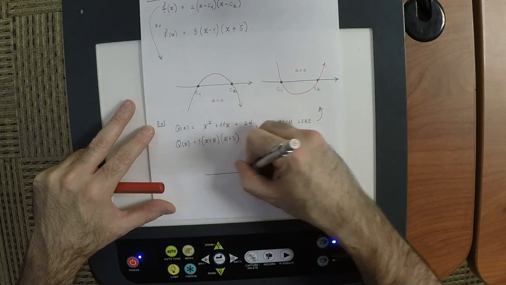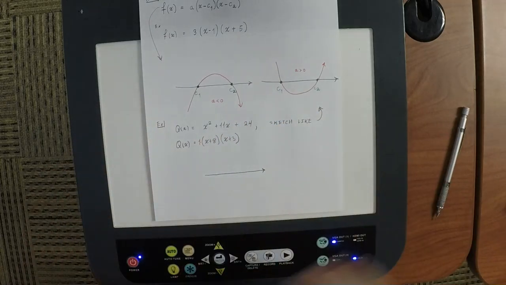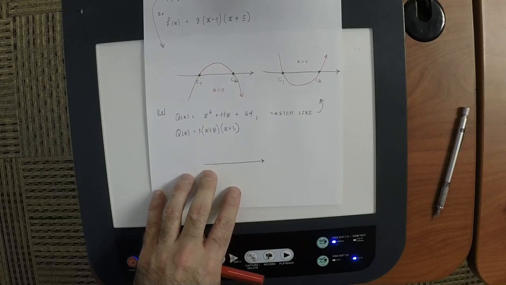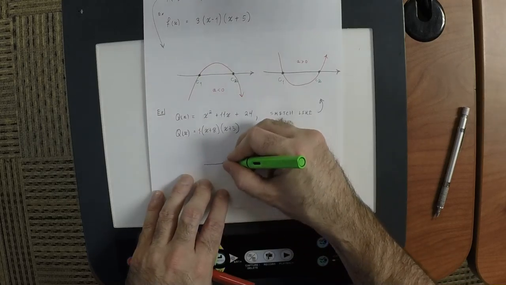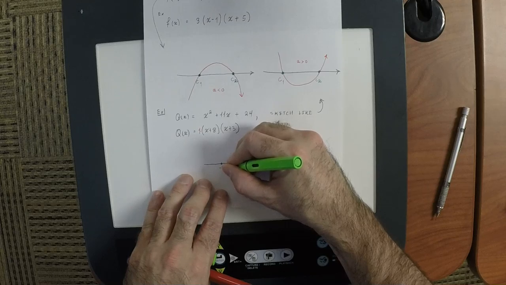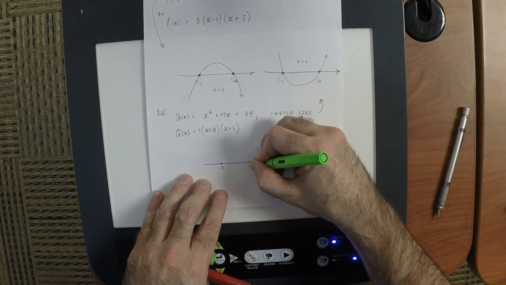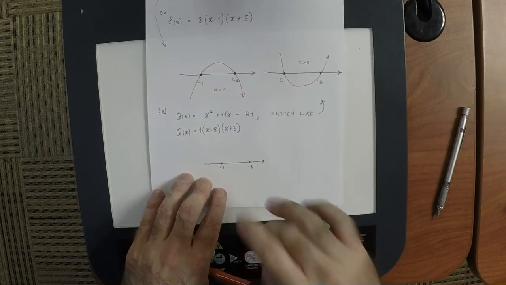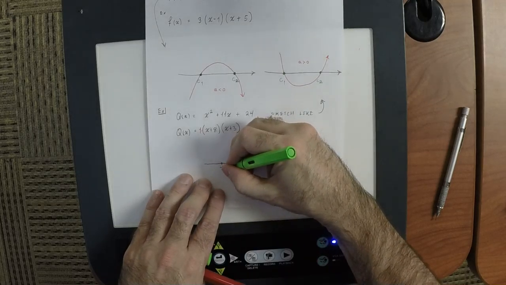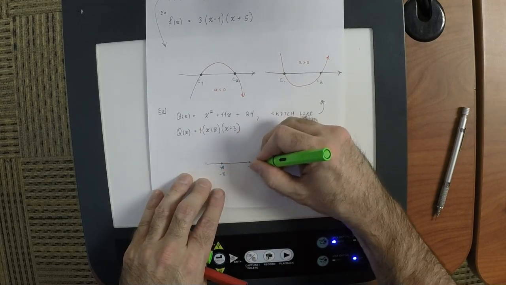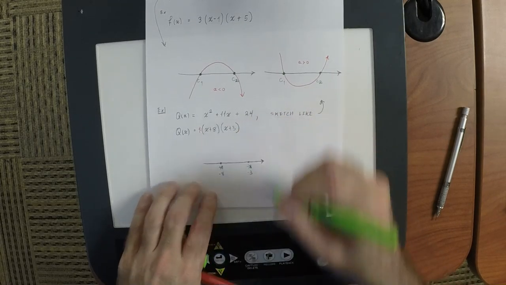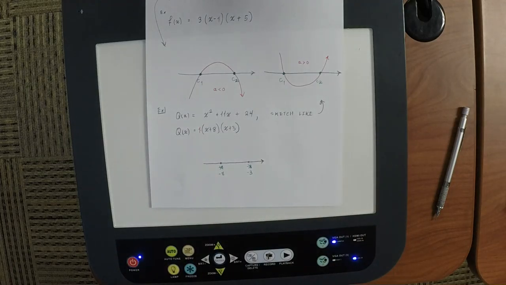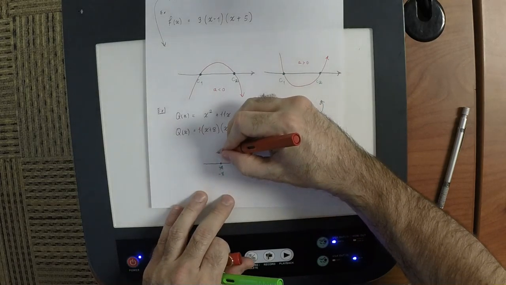So how should our drawing look? So should it look like this, negative 3 and negative 8, like this? No, not like that. That couldn't be right. Why not? Flip it, right? Because it couldn't be that way. Negative 8, negative 3. And then it should open up because a is positive. So it should look like this.